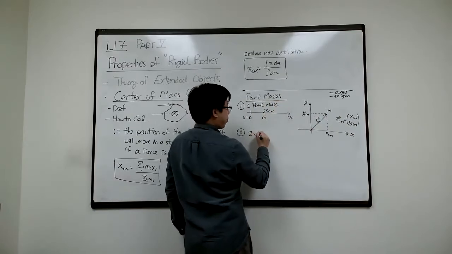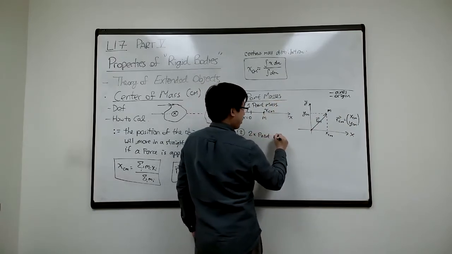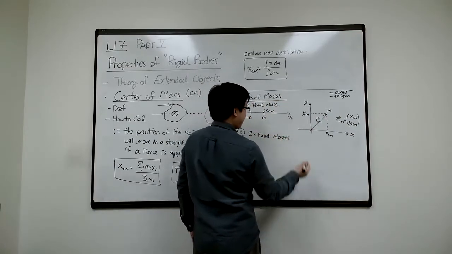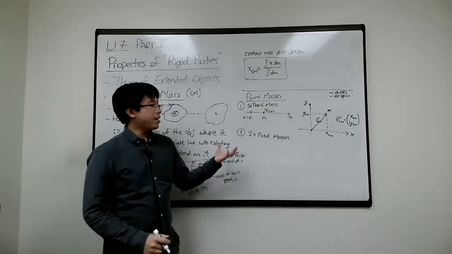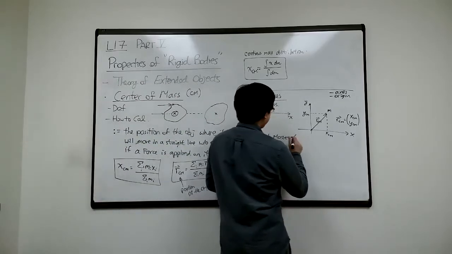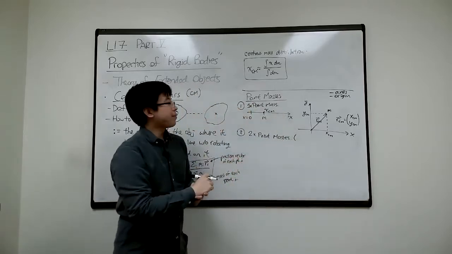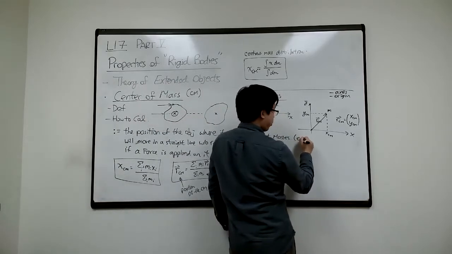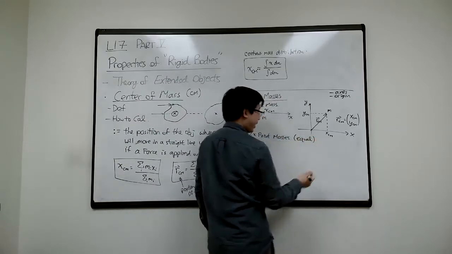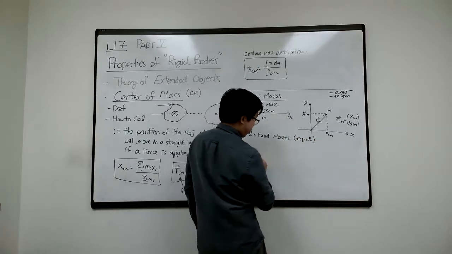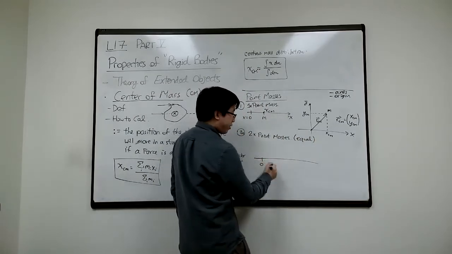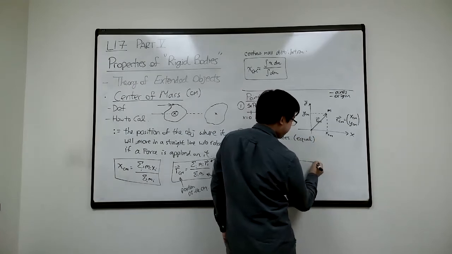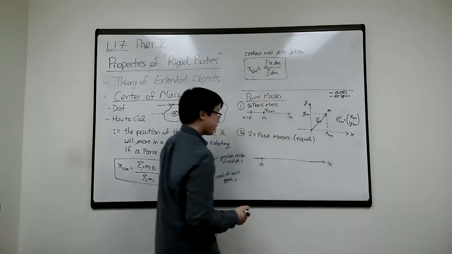Okay, how about two point masses? Now let's start with one dimension, and let's start with equal point masses. So equal masses, and let's call this 2A. Again, you need an origin and you need an axis. Otherwise, I can't talk about position.